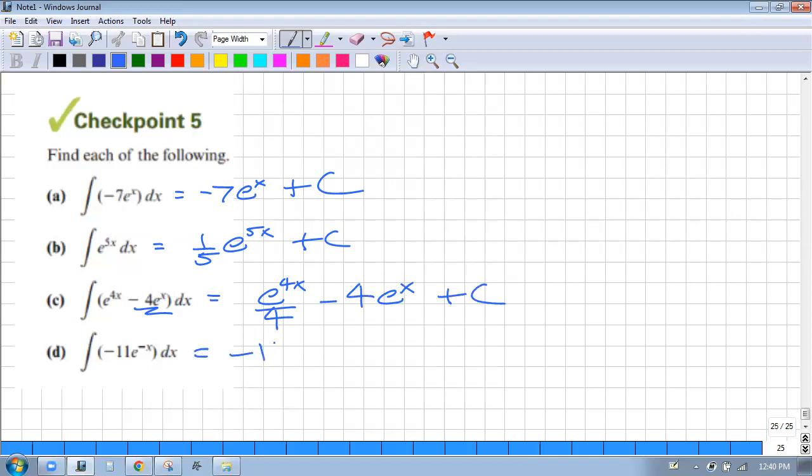This one, I'll pull out the -11, and then the derivative of e to the -x is e to the -x, but I'm going to have to divide out that -1. So we could write this simply as 11 e to the -x plus constant. Okay, so you have the 11 e to the -x, and then you get that extra minus.